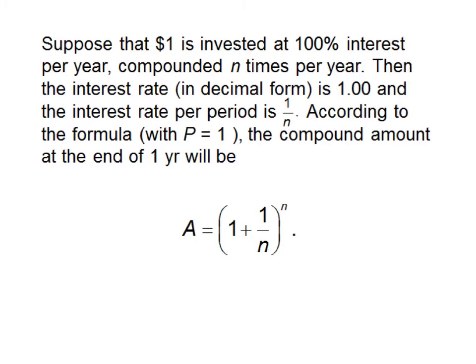So in decimal form, our interest is 1. And the interest rate is 1 over n because we don't know how many times a year it's compounded. And our P here is equal to 1. So we would write this: A is equal to 1 times 1 plus 1 over n, to the n power times 1, because we're talking at the end of 1 year. That's where they get this.